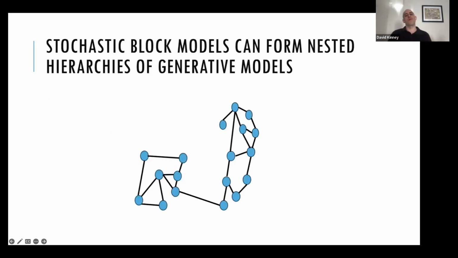Once we define these stochastic block models this way and think about them this way, they can form nested hierarchies of generative models. And this is really important for thinking about how these get used in topic modeling, and in particular for thinking about how I'm motivating this measure of distinctiveness for the topic model. So let's say we just have this graph here. This is something that I just drew.